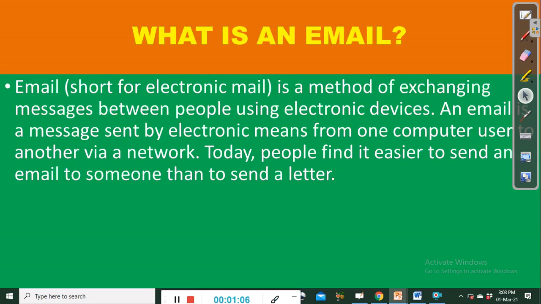What is an email? The term email, which is short for electronic mail, is a method of exchanging messages between people using electronic devices. An email is a message sent by electronic means from one computer user to another via a network. Today, people find it easier to send an email to someone than to send a letter. You can agree with me that the email is fast replacing the traditional letter.